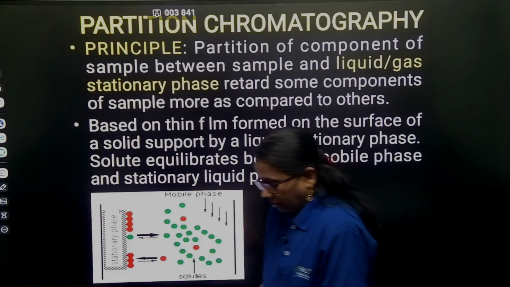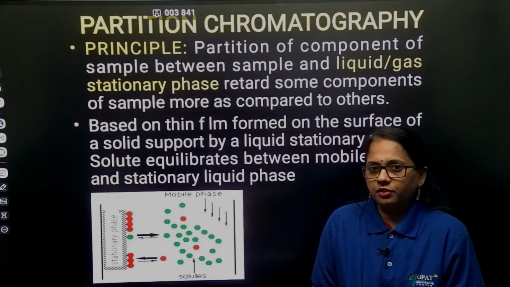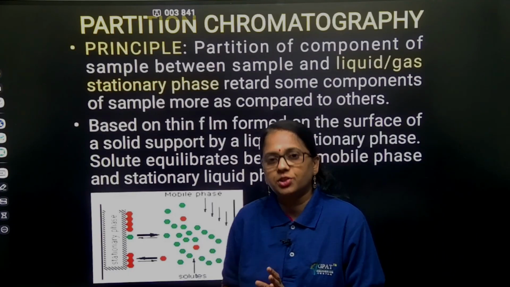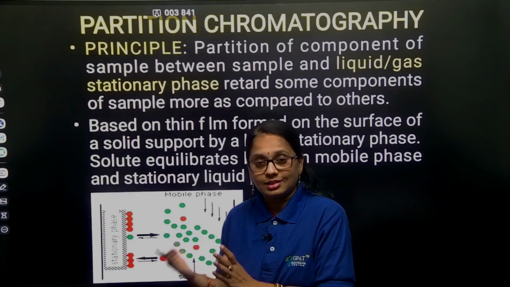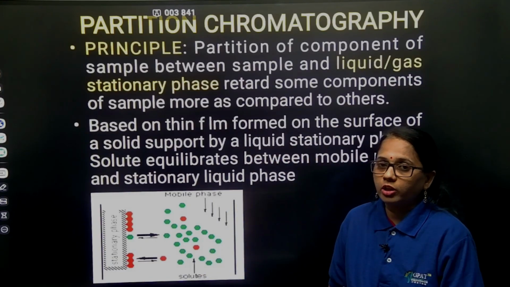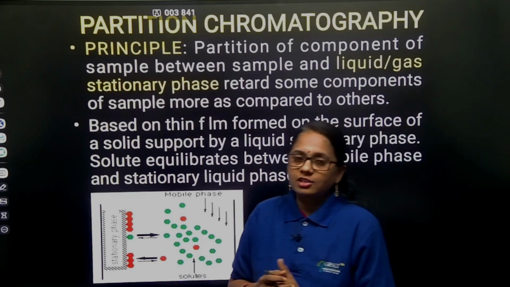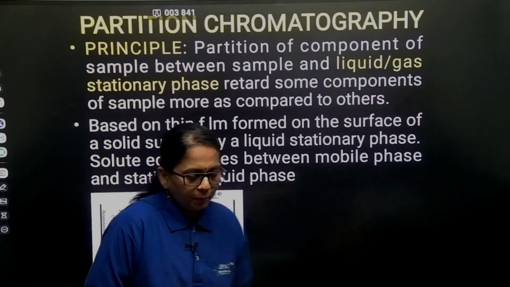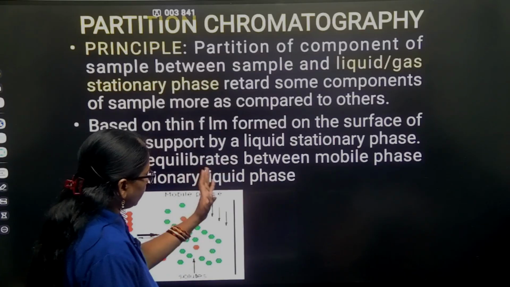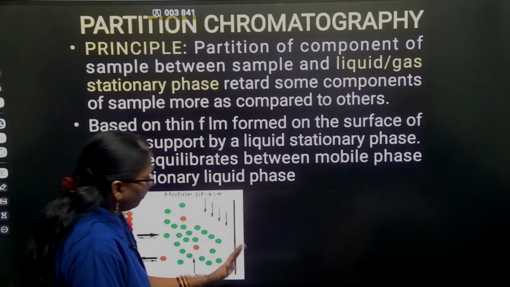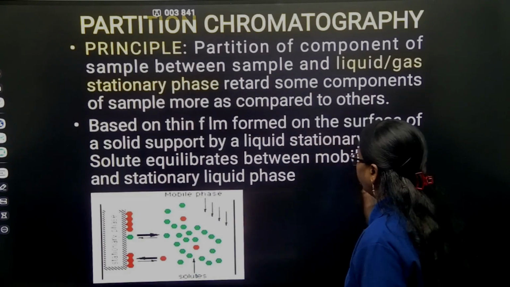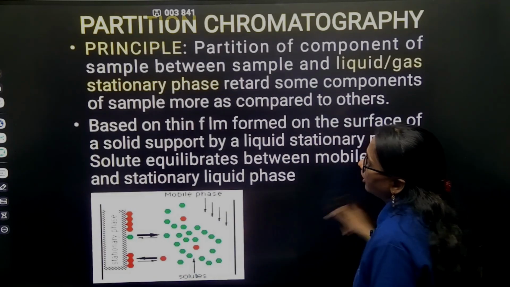So in column chromatographies, mostly you are going to see HPLC and GC. GC is also GLC, gas liquid chromatography. In these two cases you are going to find partition as the principle of separation. Based on the thin film formed on the surface of the solid support by the liquid stationary phase, the equilibration of the solute takes place between the stationary phase and the mobile phase.